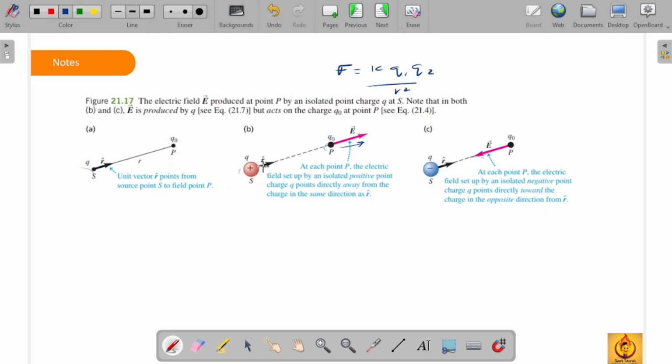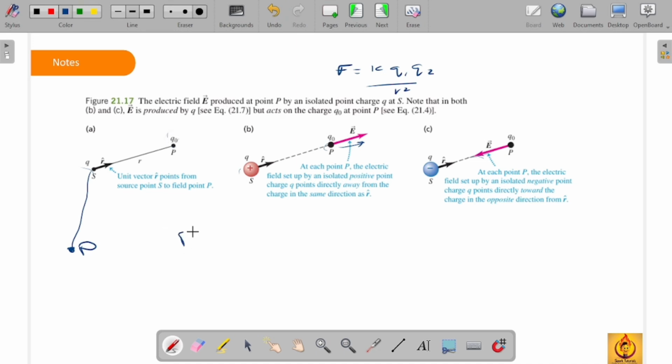So it is not always the case that you will have a test charge. Sometimes we will just say, what is the electric field here? And there's no charge here. Why? We don't really need this charge. This charge is just to find the force on this charge. We can find the electric field without a test charge.